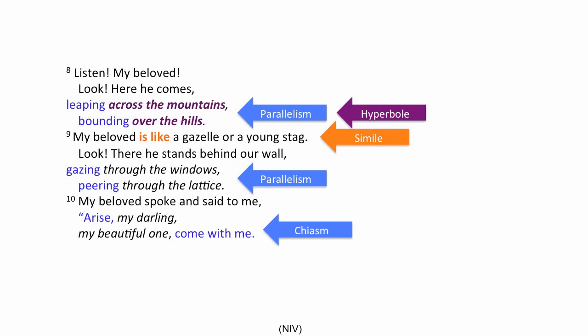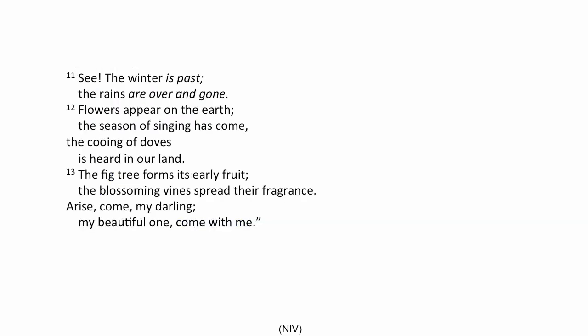So she just continues to say how she feels about her beloved, totally in love, and she's using parallelism, simile, and hyperbole to express her feelings. It creates beauty, rhythm, and movement in this poem.